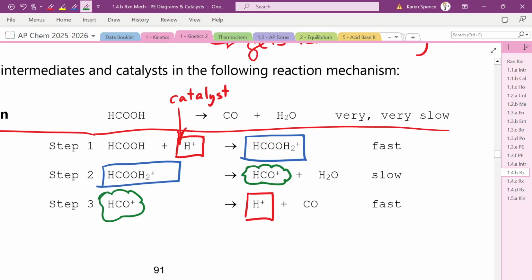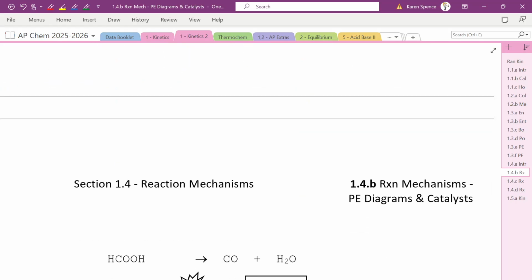Okay, so those are reaction intermediates. And if you were to cross all those things out, which you would do when you add up all three steps, all you would be left with is HCOOH, which is in the overall reaction, CO, which is in the overall reaction, and H2O, which is in the overall reaction. Yes? Which is the rate determining step of this reaction? Step 2. So which would have the highest peak? Step 2. Okay? So here we go.